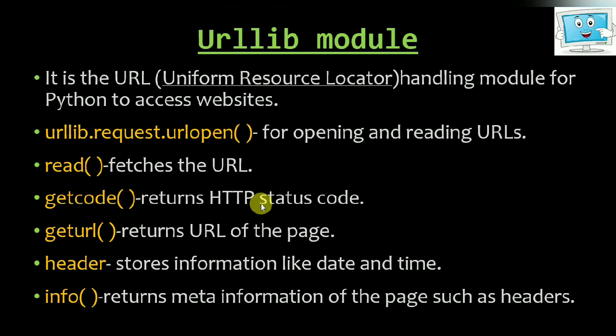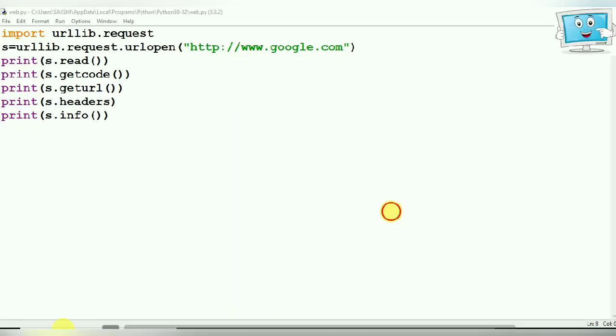Sometimes if there is any error, it will show the error with the number. Header stores the information like the date and time of the particular page, and info returns the meta information about the page, like more information about the page, like the headers. Header stores the information and info returns the information. Let us understand it practically.